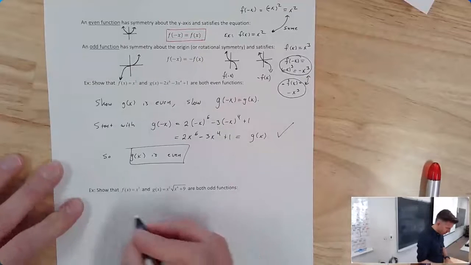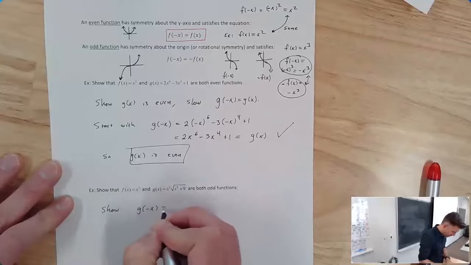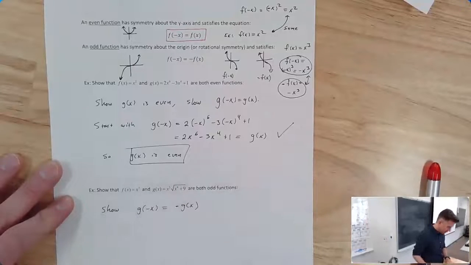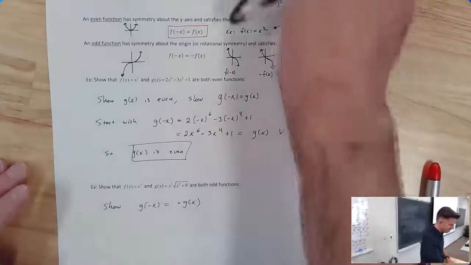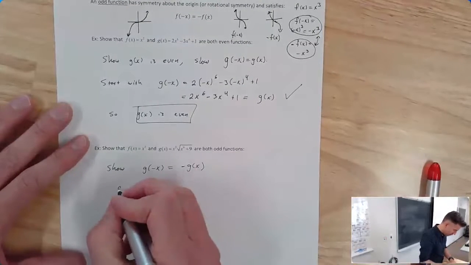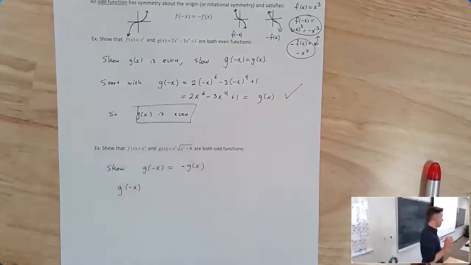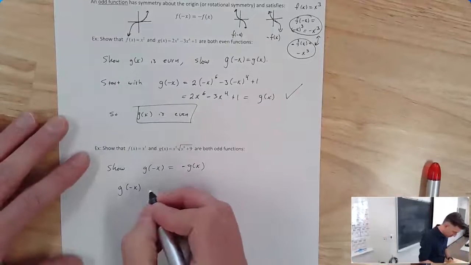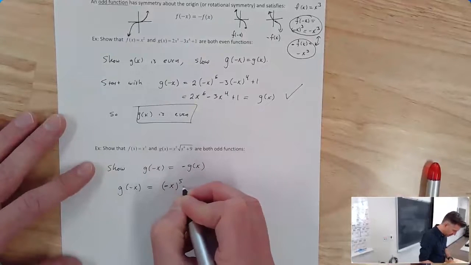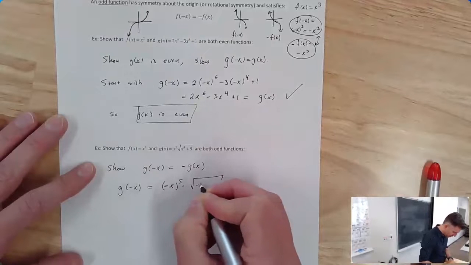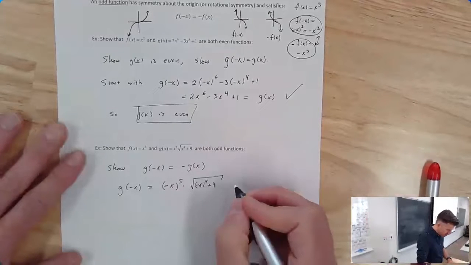So to show it's odd, we're going to show that g of negative x is equal to negative g of x. And there's a couple different ways people like to do this. I'm going to show you the way I think is the easiest, but you might disagree. So I'm going to start with g of negative x, like I always do, no matter what I'm trying to show when I'm talking about even, odd, or neither. So g of negative x, I'm just going to sub in the negative x. I'm going to get negative x to the 5th power times the square root of negative x to the 4th plus 9.